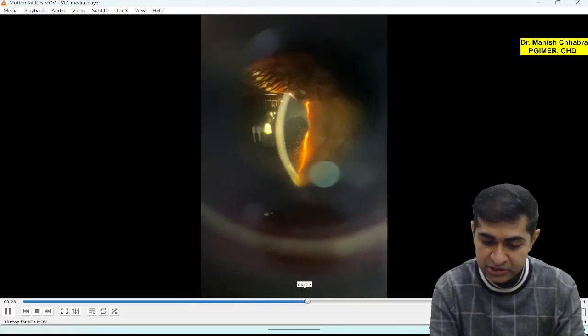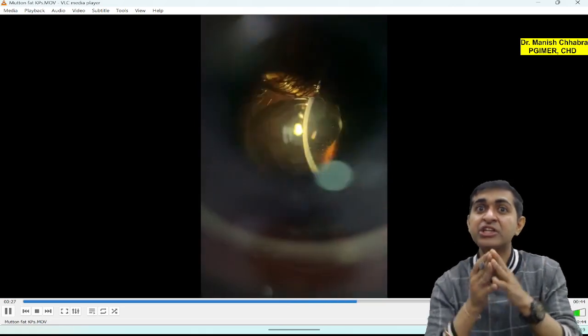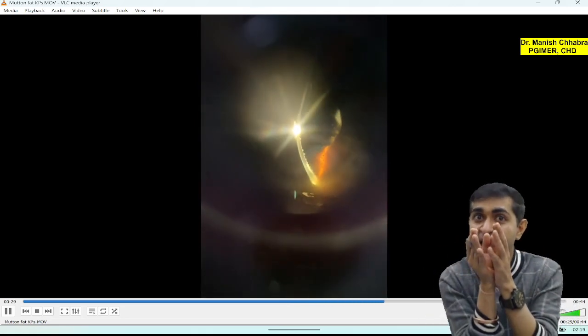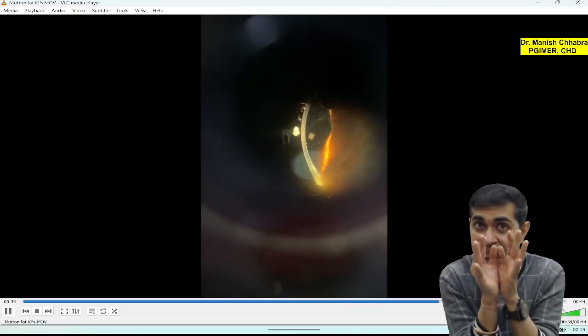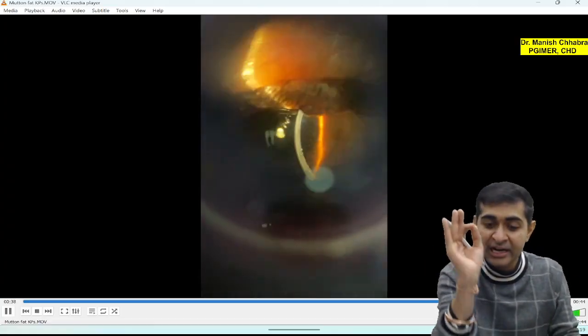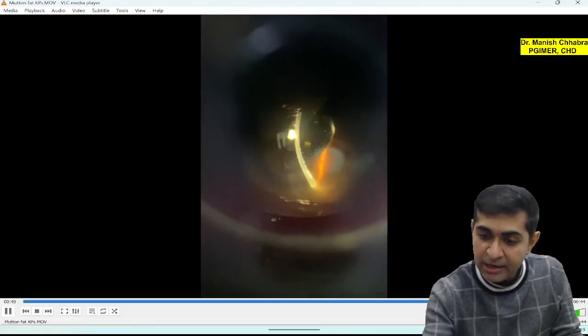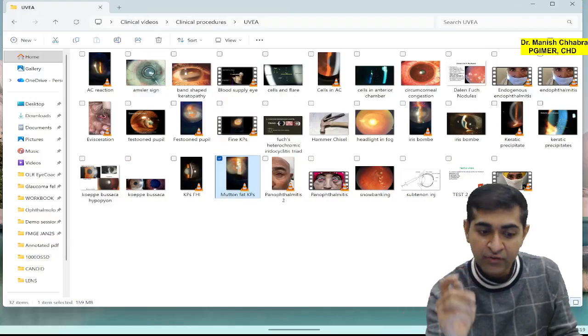Sometimes due to intense anterior uveitis, intense inflammation inside the anterior chamber, there can be some corneal edema which may be present as well. In this patient, there is no corneal edema, but you can actually see the keratic precipitates. But can you tell me what is the earliest feature of anterior uveitis? Can you tell me? What is the earliest feature of anterior uveitis?